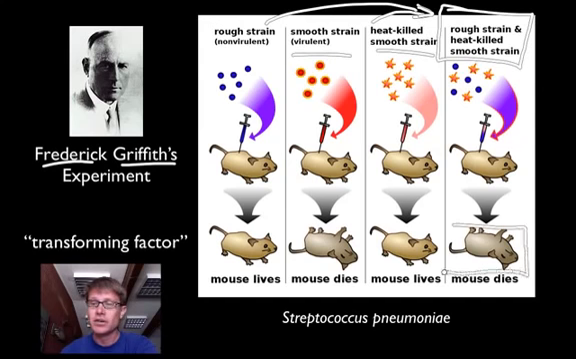And so what did he learn from that? Well, he learned a lot. And the big thing he learned is that there was a transforming factor. Something was being transferred from these dead smooth strain to these live rough strains. It was transforming them into a virulent type of a bacteria. He didn't know what it was, but it took us the next 30 years to figure out that it was DNA, and we figured out the structure of that.